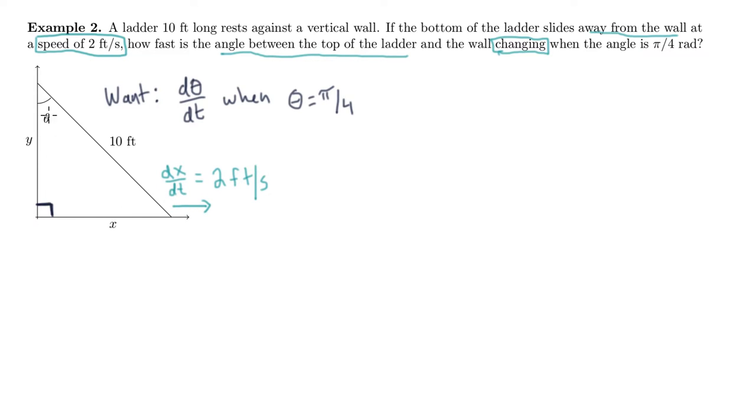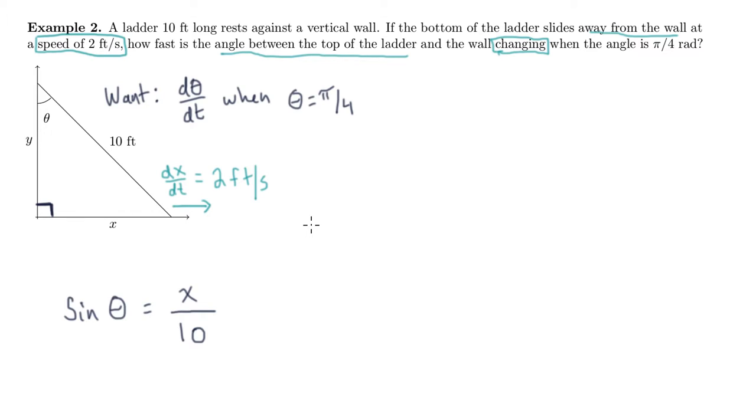So we want to relate theta and x. Now you see this side y. I could use y, but this is actually kind of a red herring. I really don't need to know anything about y. I really only need to know a relationship between theta and x. So what I'll do is I'll use sine, because sine of theta is opposite over hypotenuse. So x over 10. So sine theta equals x over 10.